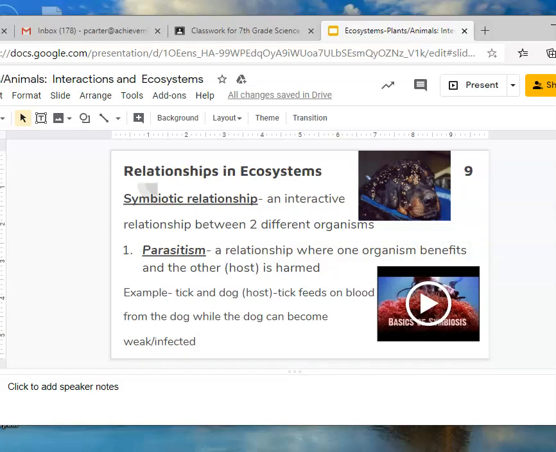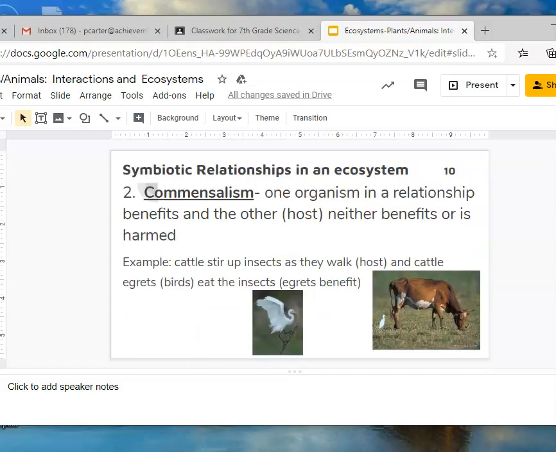Relationships in ecosystems. We have the symbiotic relationship, which is an interactive relationship between two different organisms. Parasitism, a relationship where one organism benefits and the other, or the host, is harmed. An example, a tick and dog, the dog being the host. The tick feeds on blood from the dog, while the dog can become weak or infected.